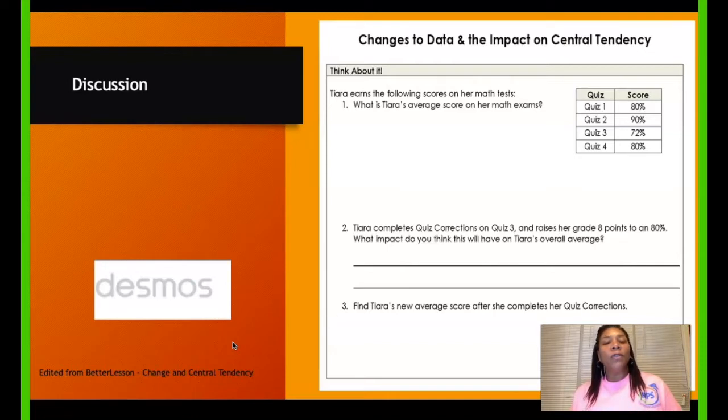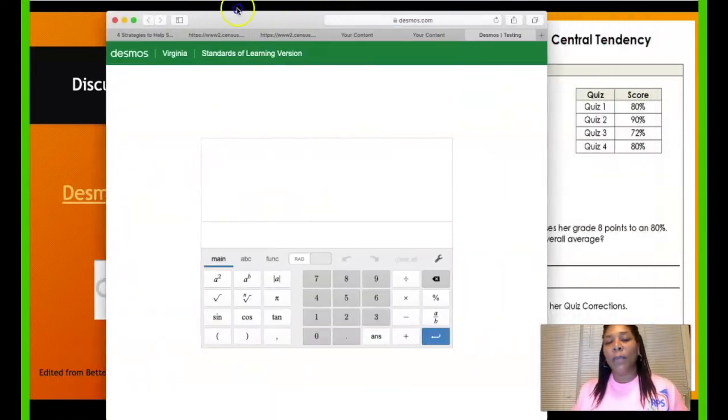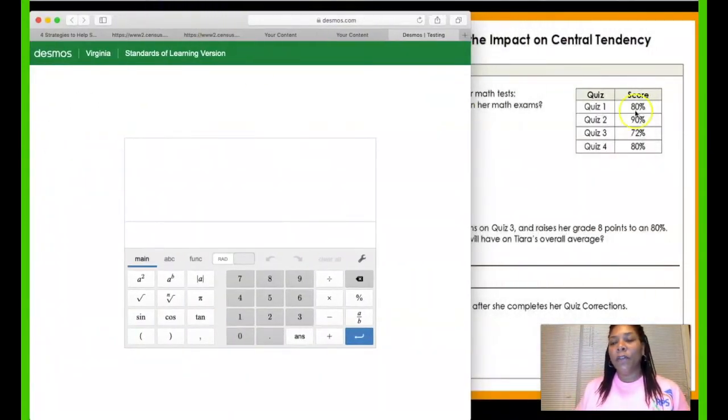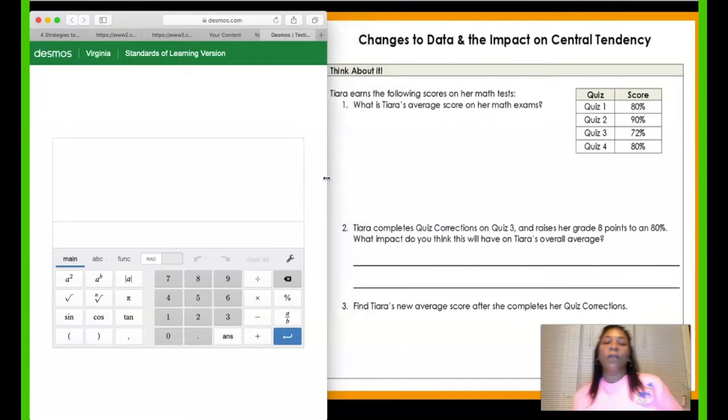So first, go back to your Desmos, pause the video, and determine her mean score for her 4 data points. Once you're finished, come back with us and we're going to do them together. Okay? Great. Welcome back. I'm going to pull up the Desmos app and move it over so we can see our scores, and split the screen so we can continue to see all of the questions as well. So here we go.